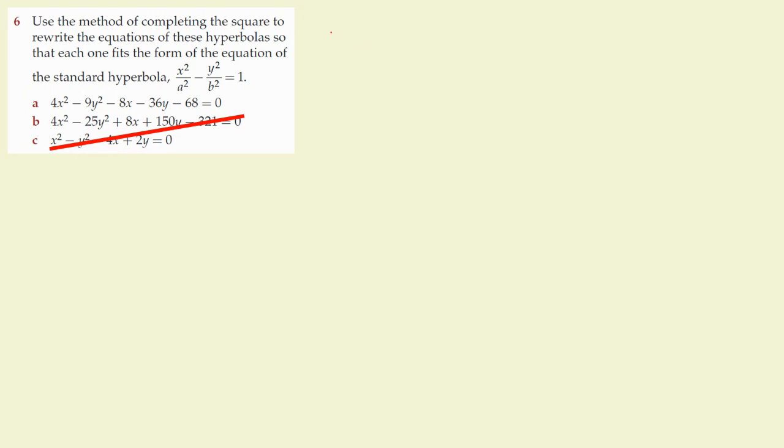So starting off, we've got 4x squared. I'm just doing part A, 4x squared. I'm going to bring the other x term with that. Minus 8x. I've got a minus 9y squared, minus 36y. I'm going to take my 68 onto the other side just for the minute, just to get it out of the way. Okay, so the minus 68 becomes a plus 68 there.